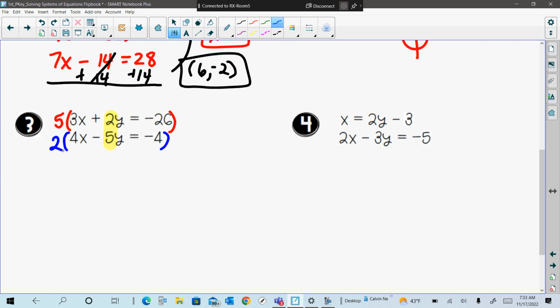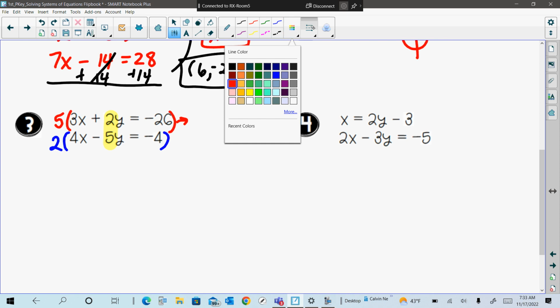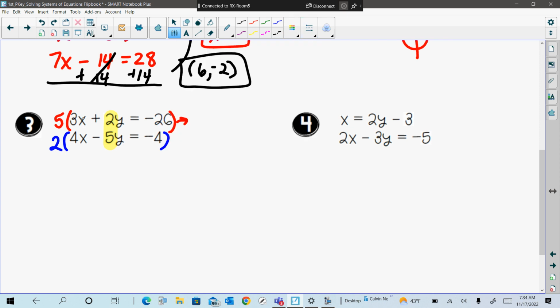So when I do that, I'll just rewrite what you have to the side here. You're going to end up with now 15x plus 10y equals a -52. When I do the same thing, we're multiplying everything by 2 to the second equation. 2 times 4, that gives me now 8x minus now a 10y equals a -8. Now my y's are opposite terms. So I can add them to eliminate them.